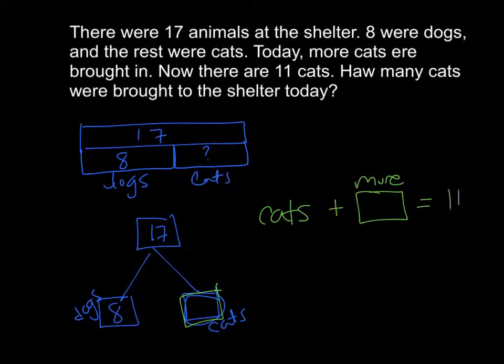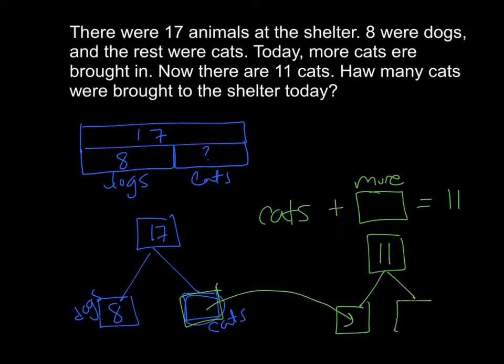Now there are 11 cats. So we can even do another math mountain. There's 11 cats, right? Whatever number you figured out here goes here. And then we can figure out this number here for how many more. And so the question is, how many cats were brought into the shelter today? Sorry, I typed this really fast. Okay, how many cats were brought in the shelter today? And so whatever we get on this remaining part of our math mountain is going to answer that question.